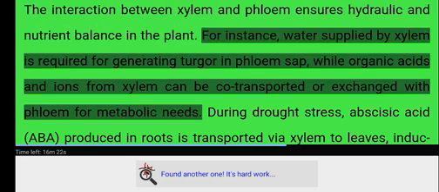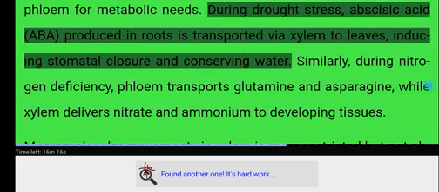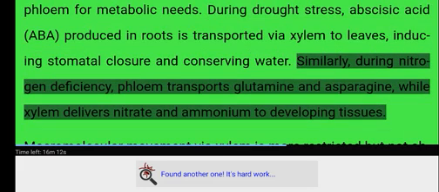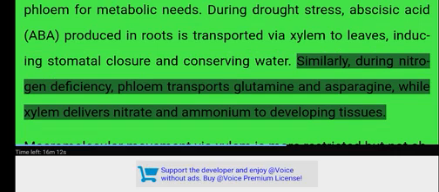The interaction between xylem and phloem ensures hydraulic and nutrient balance in the plant. For instance, water supplied by xylem is required for generating turgor in phloem sap, while organic acids and ions from xylem can be co-transported or exchanged with phloem for metabolic needs. During drought stress, abscisic acid, ABA, produced in roots is transported via xylem to leaves, inducing stomatal closure and conserving water. Similarly, during nitrogen deficiency, phloem transports glutamine and asparagine, while xylem delivers nitrate and ammonium to developing tissues.